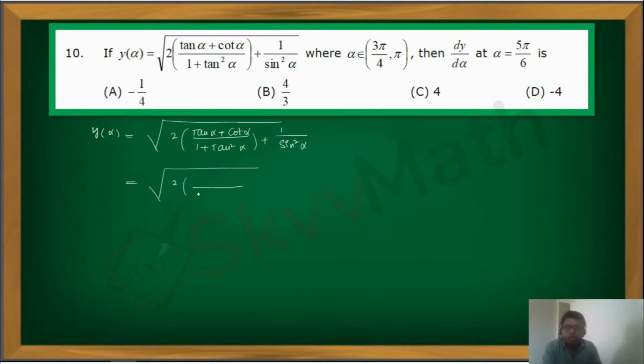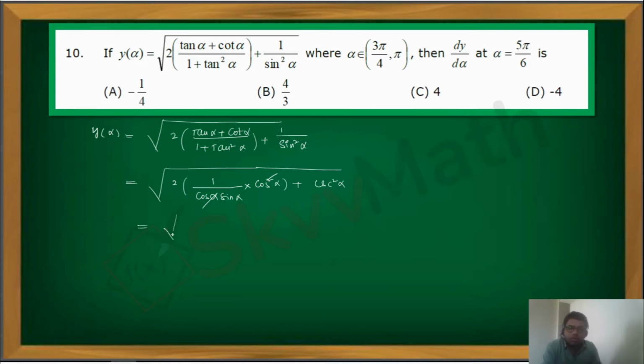So after taking LCM you get cos alpha into sin alpha, and in the numerator you get sin square alpha plus cos square alpha, which is 1. 1 plus tan square alpha is secant square alpha, reciprocal of that is cos square alpha, and here we have 1 by sin square alpha, I can write cosecant square alpha. Now here see, 1 cos alpha cancels and 1 cos alpha is left with us. Cos alpha by sin alpha is cot alpha, so 2 cot alpha.